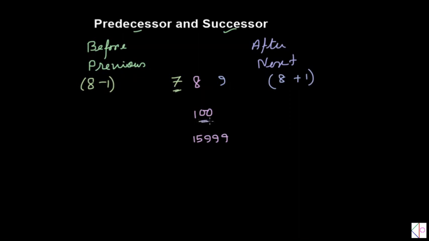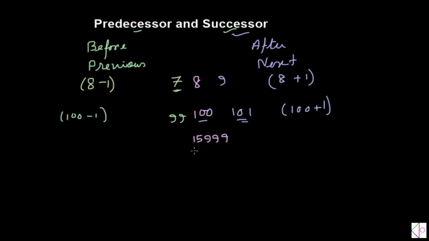To find the predecessor of 100, we have to do the same thing. That means 100 minus 1, that means 99. Okay, very simple. And what is the successor of 100? We just add 1 to 100. That means 100 plus 1 means 101. That is the successor value, or the after value of 100, or the next value of 100. We can remember it as successor.